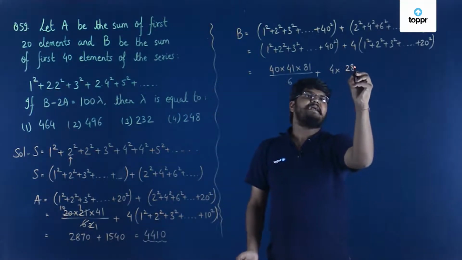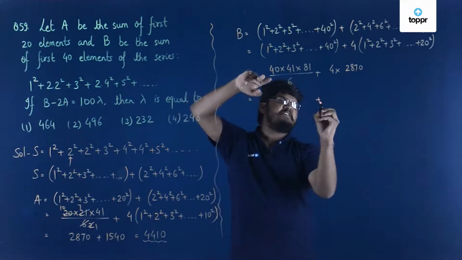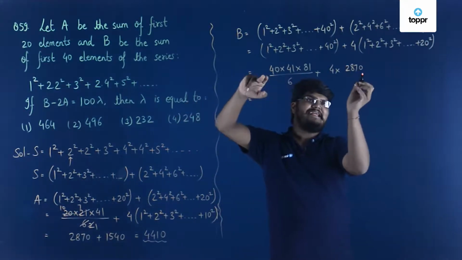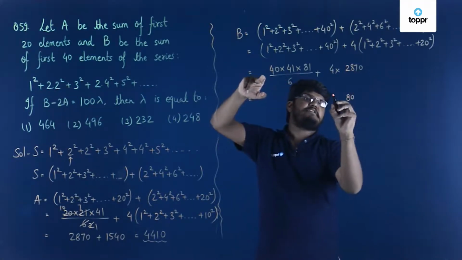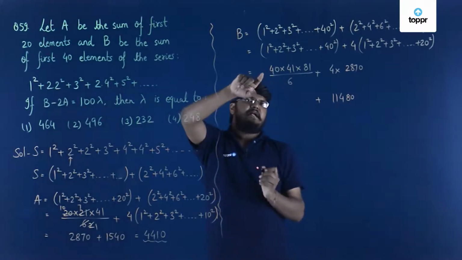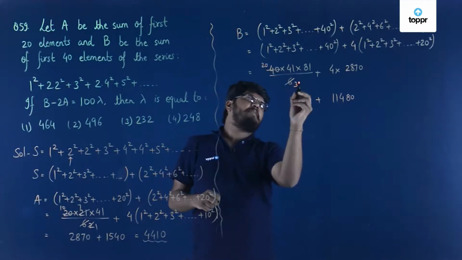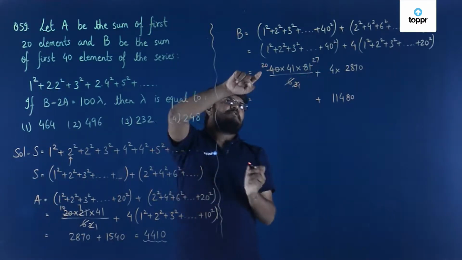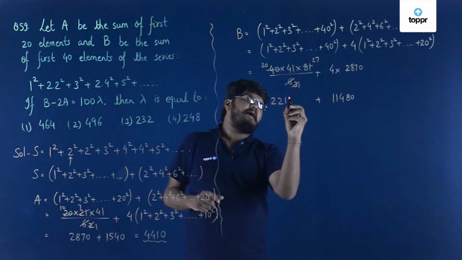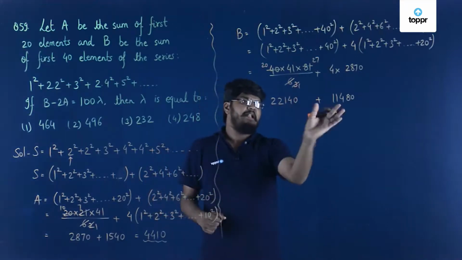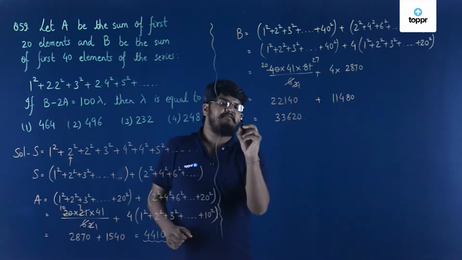So 4 into 2870. Let's simplify this. So upon simplification, this particular value will be 4 times 2870. So basically 4 times 70 is 280. So 80 over here. This will become 11480. And this over here, when you will simplify it, well, 3, then 20, 1, then 27. So it will actually be 820 into 27, or you can say it will give you the sum as 22,140. When you will add both of them up, you will get 33,620, and this is the value of B.